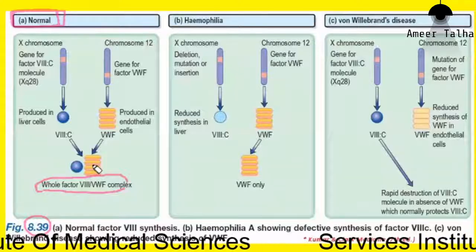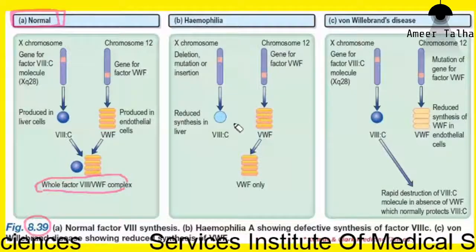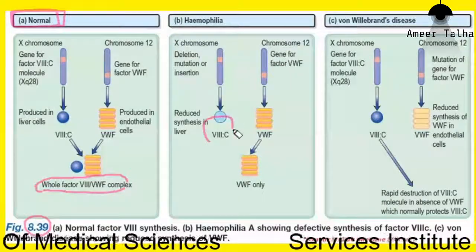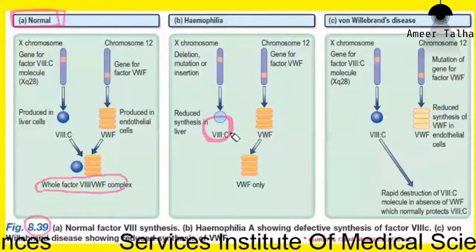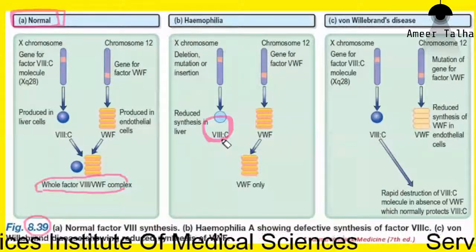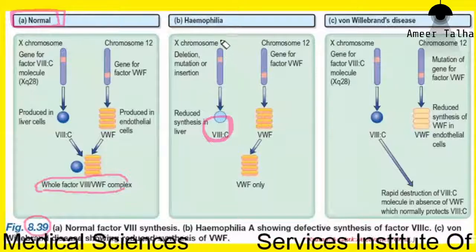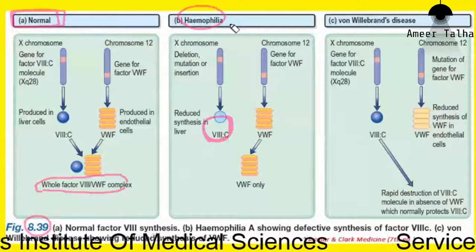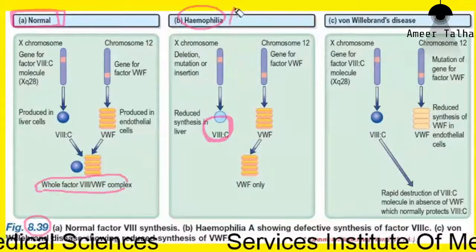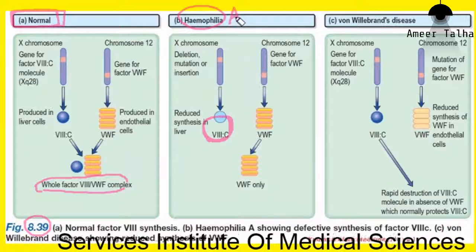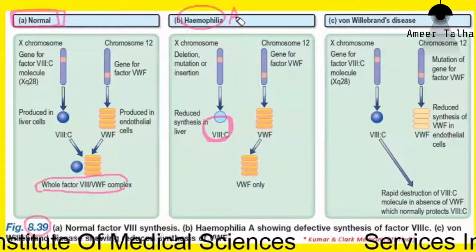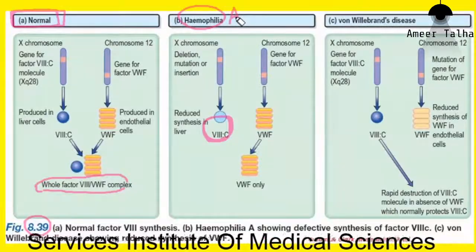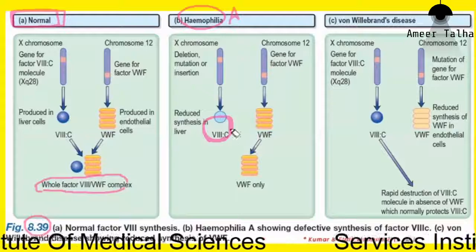So suppose the synthesis of this smaller component factor 8 is reduced. This will lead to deficient levels of factor 8 and this will cause hemophilia. Which type of hemophilia? Hemophilia A. Yes. Classic hemophilia. Remember, VWD resembles classic hemophilia. So decreased synthesis of this factor 8 will lead to hemophilia A or classic hemophilia.